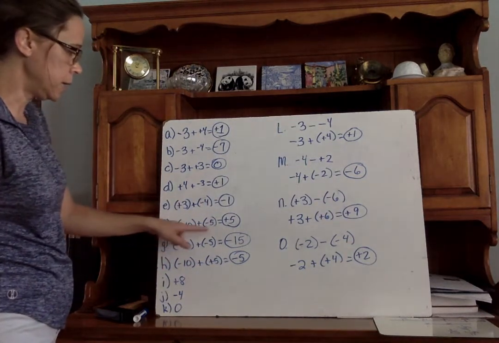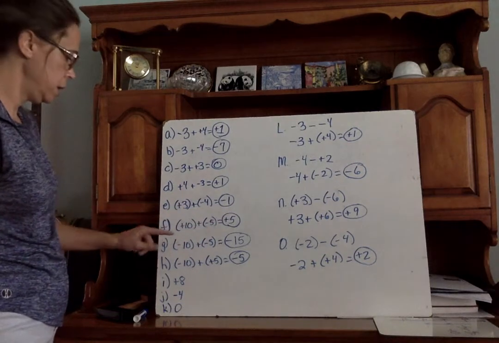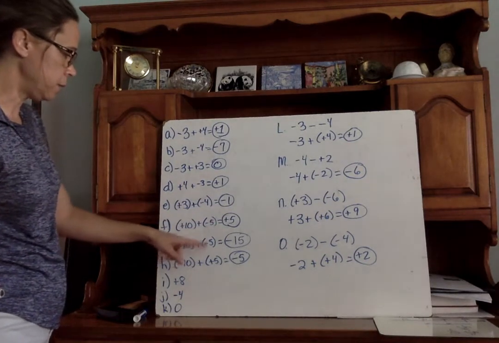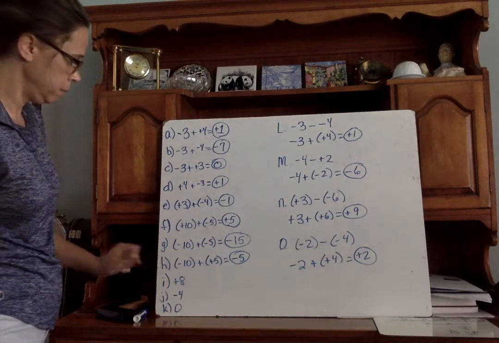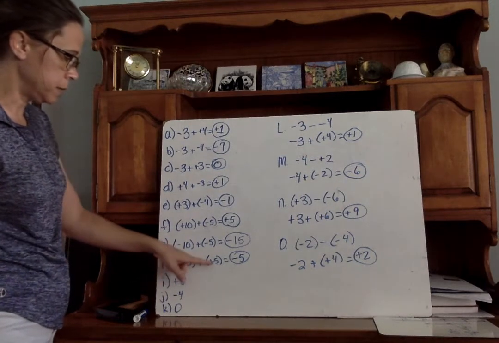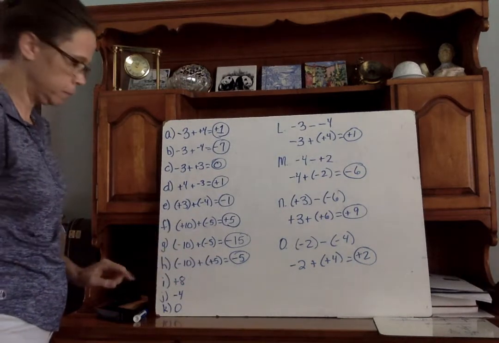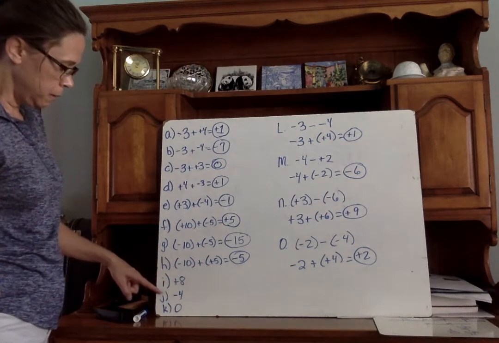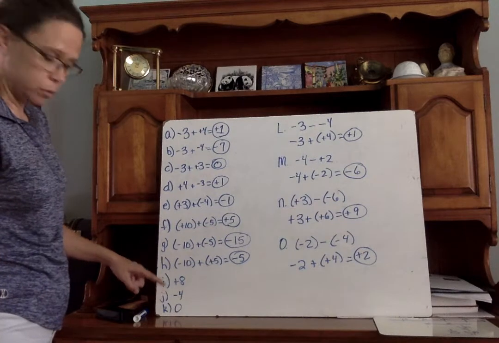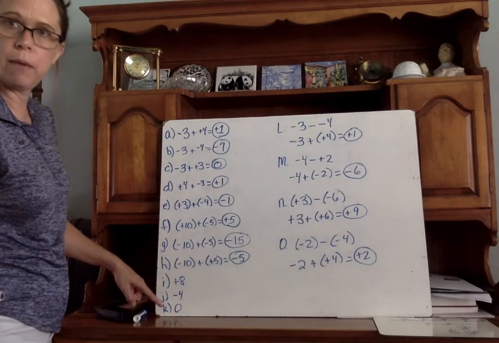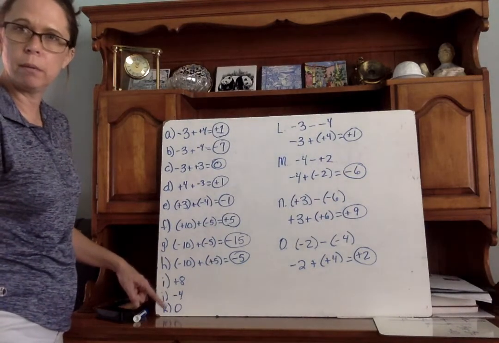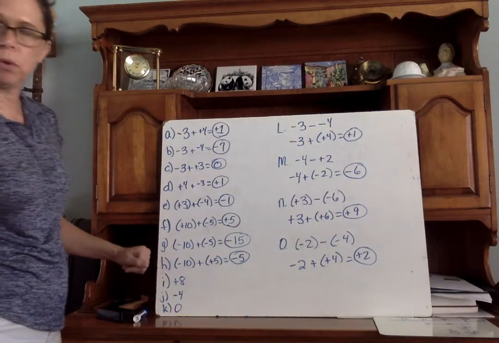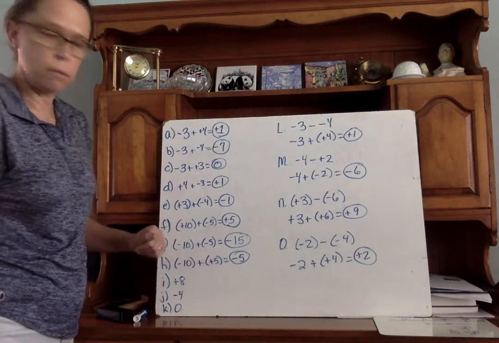Positive 10 plus a negative 5 is positive 5. Negative 10 plus a negative 5 is negative 15. Negative 10 plus a positive 5 is negative 5. The opposite of negative 8 is positive 8. The opposite of positive 4 is negative 4. 0 doesn't really have an opposite because the 0 is not a signed number. 0 is neither positive nor negative. So 0 is just 0.